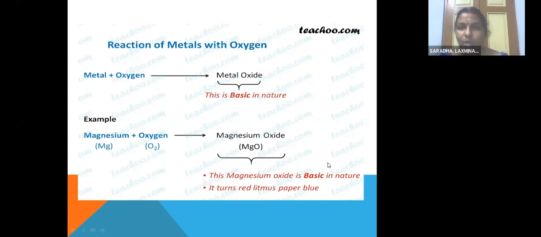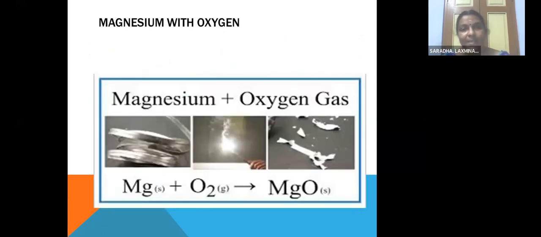So I feel so. When a metal reacts with oxygen, it forms metal oxide. When it dissolves in water, it forms metal hydroxide. That can be tested by using the red litmus paper, which turns blue, whereas blue litmus shows no color change. Right. The next one is this experiment.